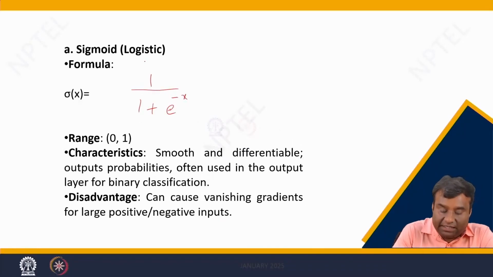First one is the sigmoid, that is logistic. Formula: sigma of x equals 1 by 1 plus e to the power minus x. Range is from 0 to 1. Characteristics: smooth and differentiable. Outputs probabilities, often used in the output layer for binary classification. Disadvantage: can cause vanishing gradients for large positive or negative inputs.